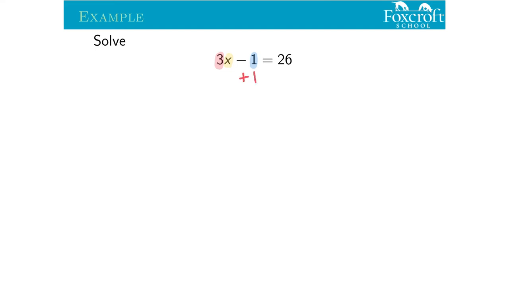And we do the opposite to both sides of the equation. So plus 1 and minus 1 cancel out, leaving just 3x on this side. 26 plus 1 is 27. Now I still have that 3, and 3x is 3 being multiplied by x, and the opposite of multiplication is division. So I'm going to divide both sides by 3. And x equals 27 divided by 3, which is 9.